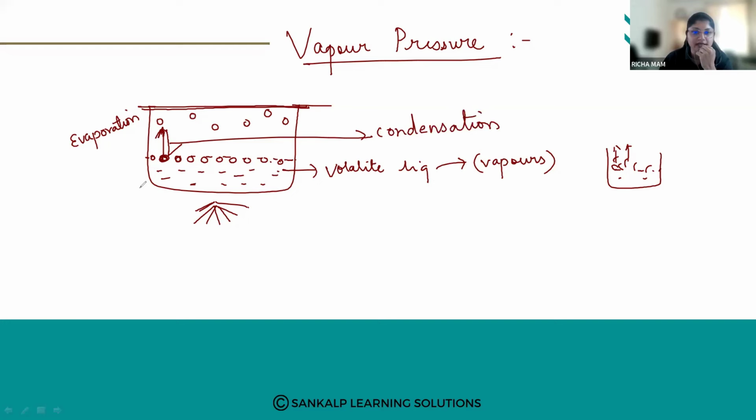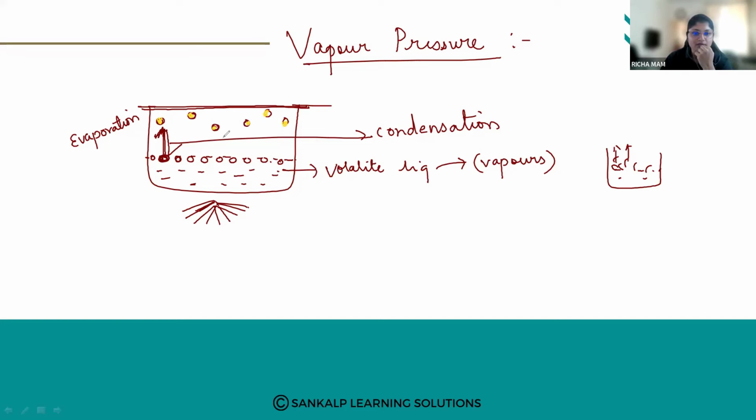In a closed container, I'll repeat it again, I have taken a volatile liquid. I have applied an external temperature. Now at the surface of the liquid, there are molecules present. As the temperature increases, they will undergo evaporation. They will evaporate and form vapors, or you can call them gas molecules, right?